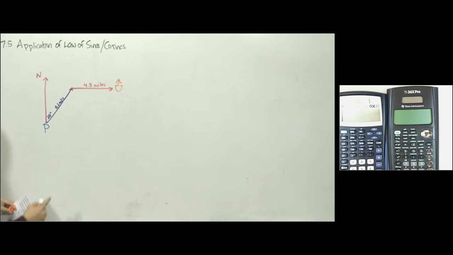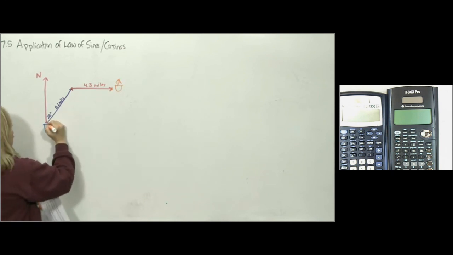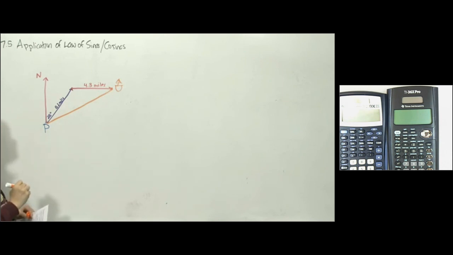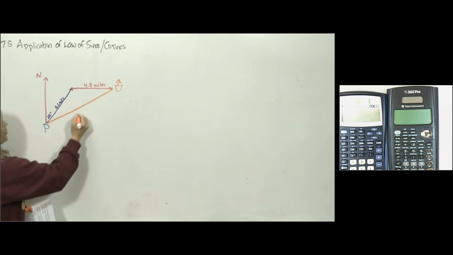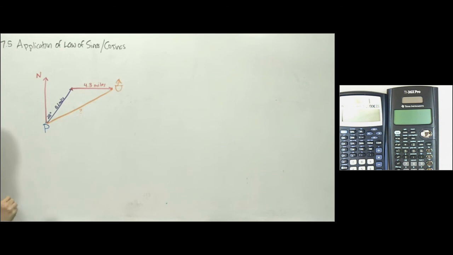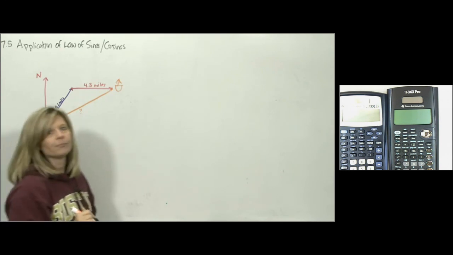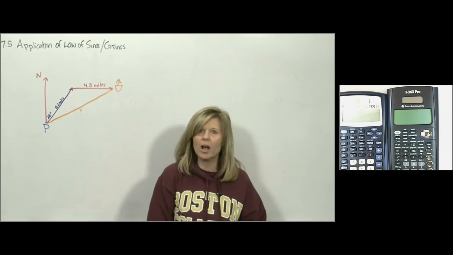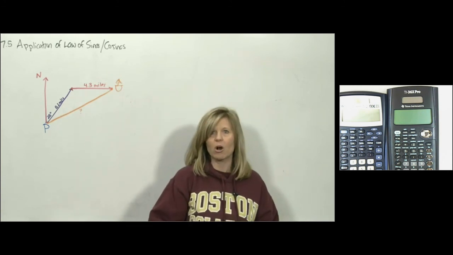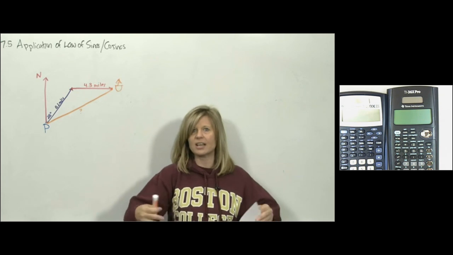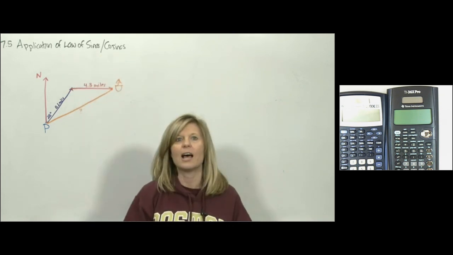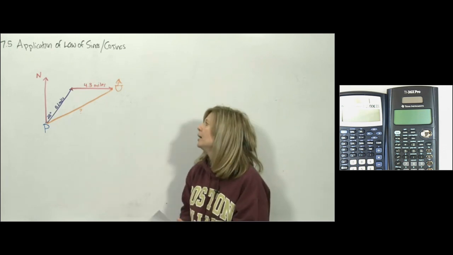We want to know how far this ship is from the port. So that's what we want to find, this line segment. Y'all with me? This is our unknown. If you look at that triangle, is it a right triangle? No, it's an oblique triangle. That's why, to find missing sides or missing angles, we're going to have to use law of sines or law of cosines. So that's why this is an application problem.